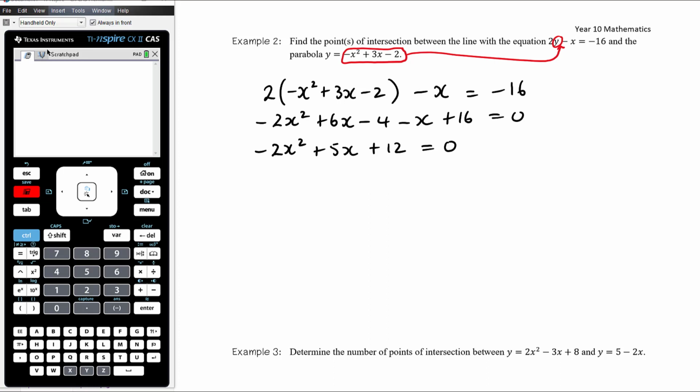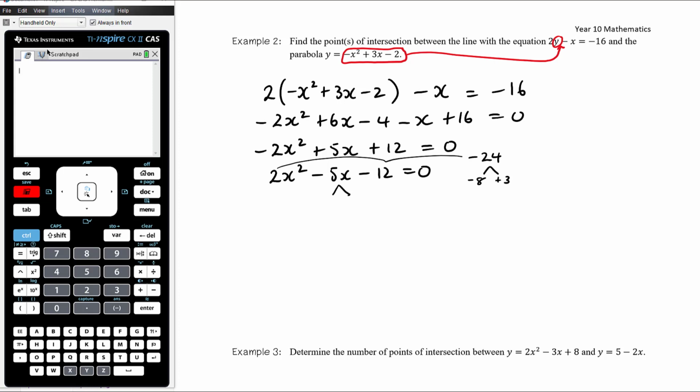Okay, it's always harder to factorise when the x squared term is negative, so let's multiply everything by -1. So 2x squared minus 5x minus 12 equals 0. Okay, no common factors. Can't be solved by rearrangement, so we're looking to see if we can factorise. 2 times -12 is -24. Factors of -24 that add up to -5, yes, they'll be -8 and +3.